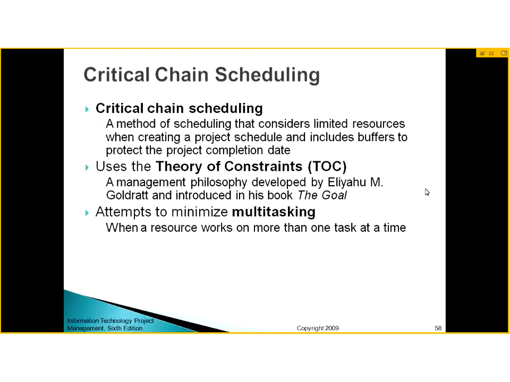A method for scheduling that considers limited resources when creating a project schedule and includes buffers to protect the project completion date is called critical chain scheduling. We consider limited resources to complete, like what is the minimum time in which we can complete the project. And we use the theory of constraints, a management philosophy developed by this person, and it tends to minimize multitasking, when a resource works on more than one task at a time.